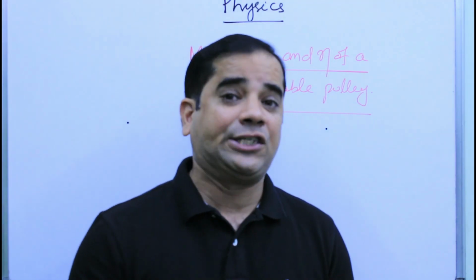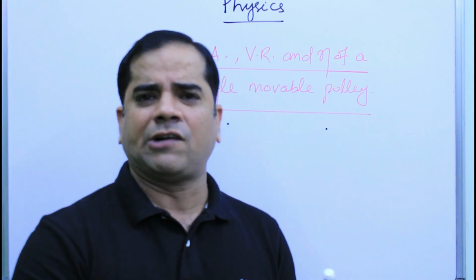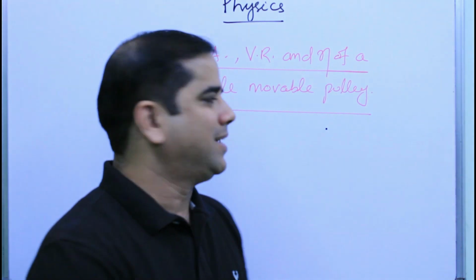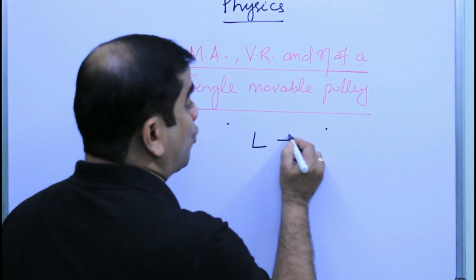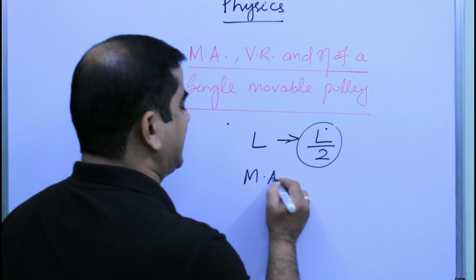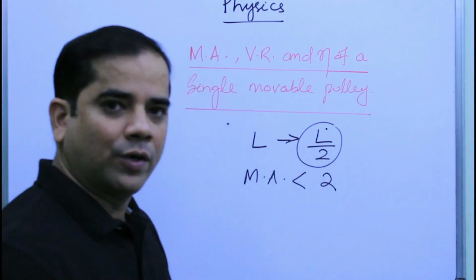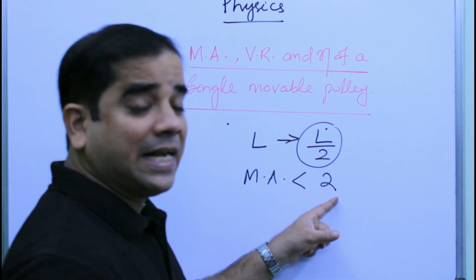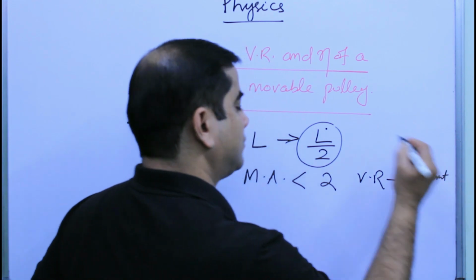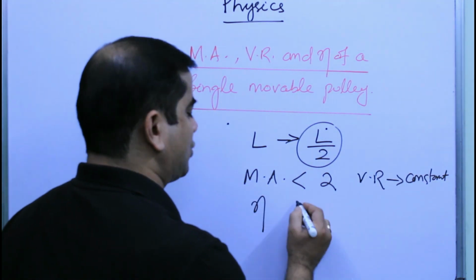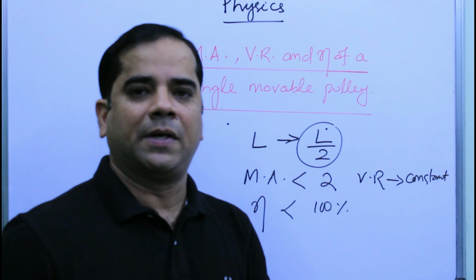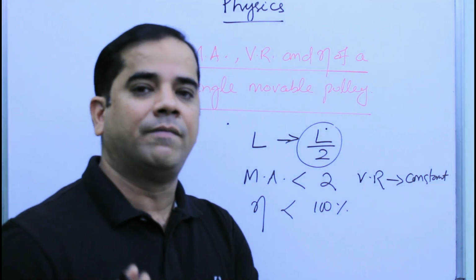Okay, students, in case of an actual single movable pulley, because of friction and weight of string and pulley, we need more effort to lift up a load. And the effort we need would be more than L by 2. That is why mechanical advantage is always less than 2. Mechanical advantage is less than 2, but the velocity ratio remains constant. Okay. So the efficiency is always less than 100%. You need to remember this. This is for an actual single movable pulley.